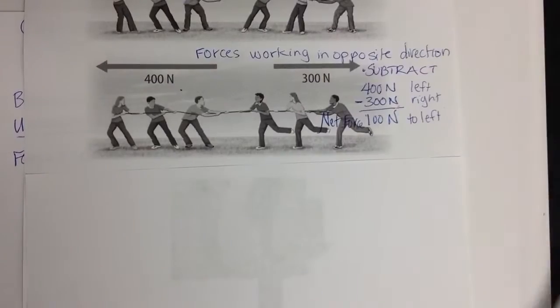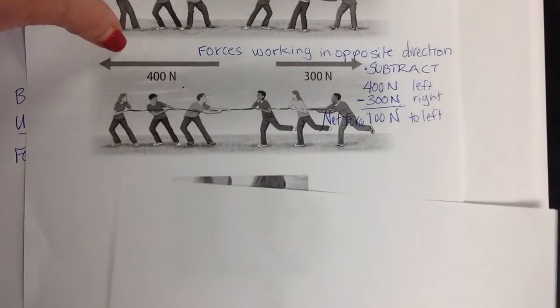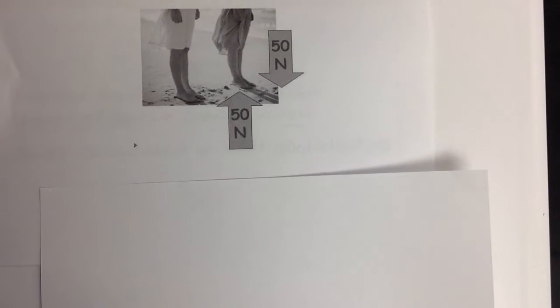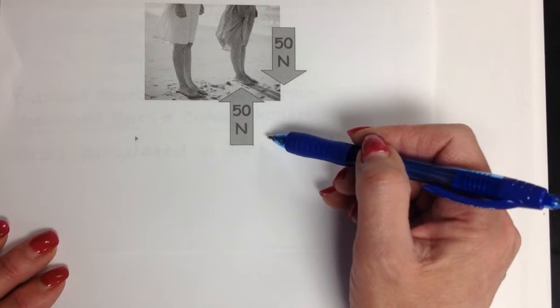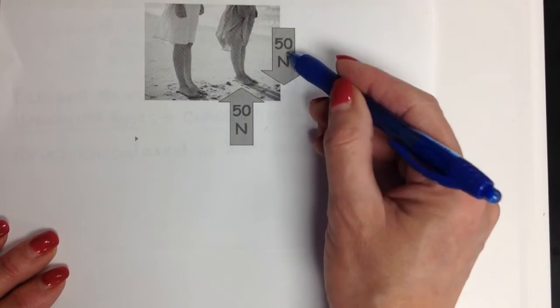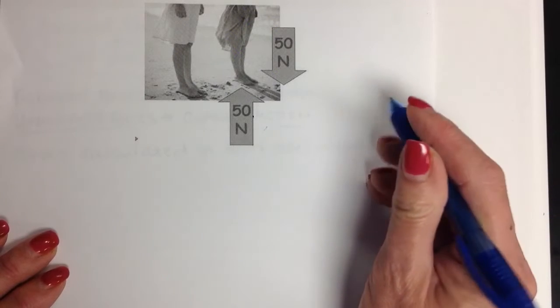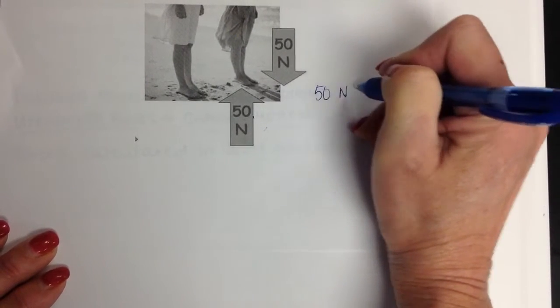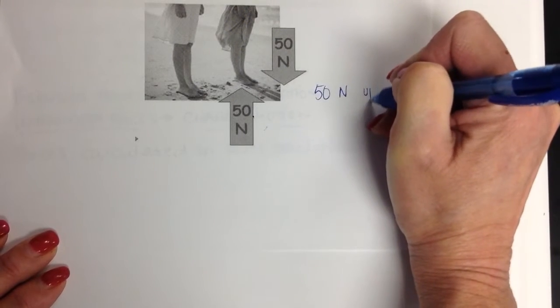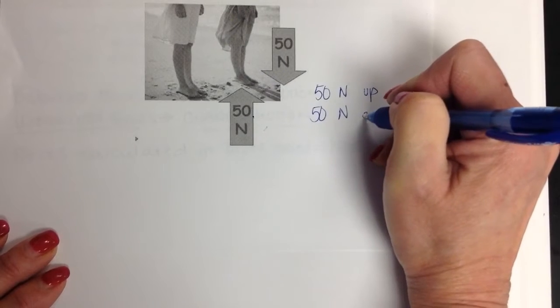Alright, so let's look at another scenario. How about this one? Here are people standing on the beach. They're not moving. As you can see from the force arrows, they are both equal and they're working against each other. So literally we have 50 newtons of force going up and 50 newtons of force pushing down.